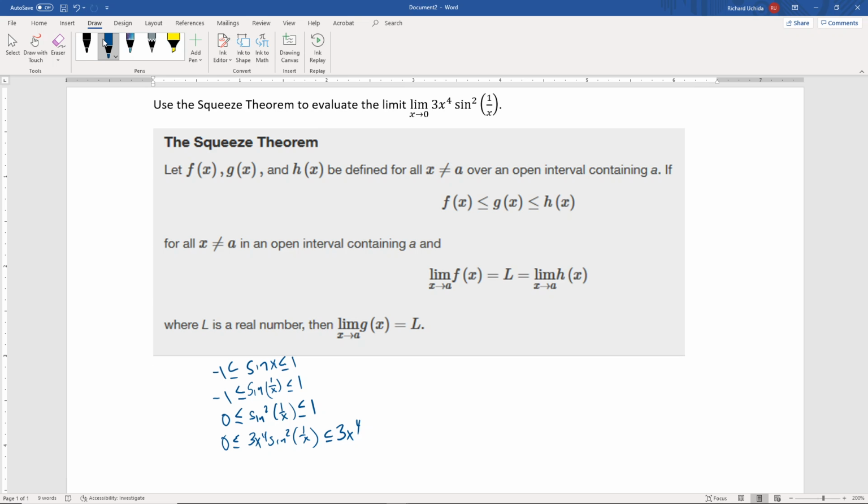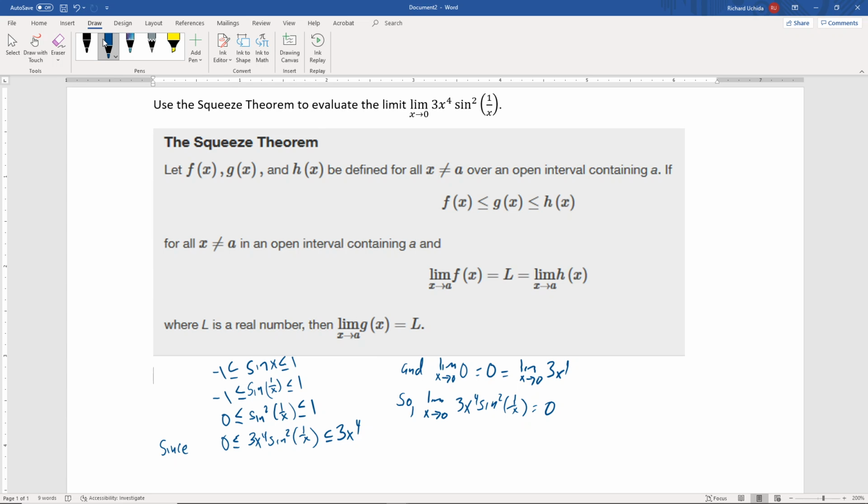So the function that's within our limit is always between 0 and 3x to the fourth. So that's our f of x and our h of x. So we know that 3x to the fourth sine squared of 1 over x is always greater than or equal to 0 and less than or equal to 3x to the fourth. And we also know the limit as x approaches 0 of the function on the left, which is 0, is equal to 0, which is also equal to the limit as x approaches 0 of 3x to the fourth. So we know the limit of the left and the right hand side functions are equal to 0. That must mean that the limit as x approaches 0 of the one in the middle, 3x to the fourth sine squared of 1 over x, must also equal 0.